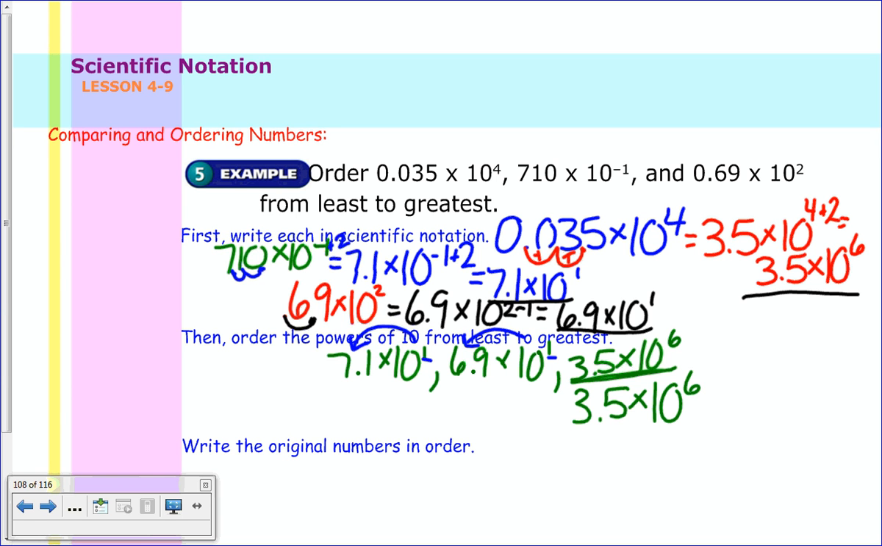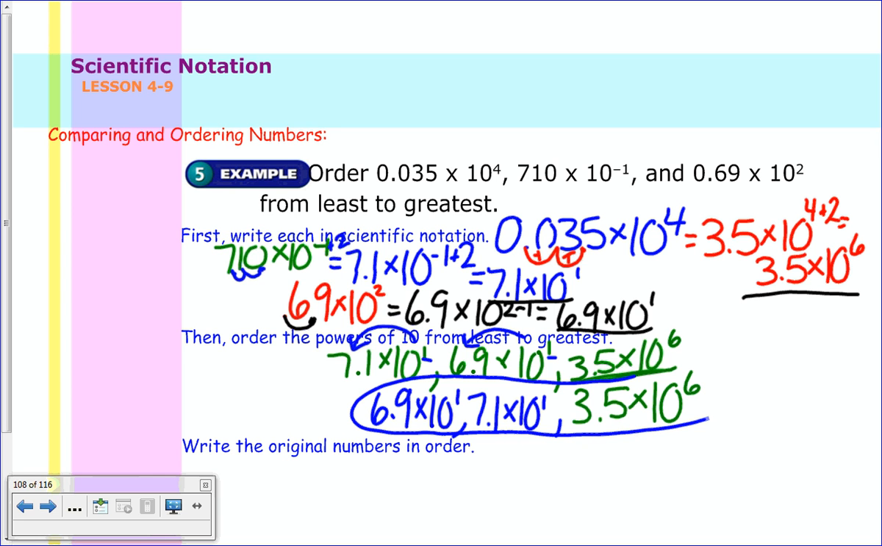Well, 7 1/10. So my smallest number is 6 9/10 times 10 to the first power. Then it's 7 1/10 times 10 to the first power. Then it's that 3 5/10 times 10 to the sixth power. So that would be our answer if they're written correctly in scientific notation. However, they weren't written in scientific notation. So we need to go back up to the original and rewrite those numbers.